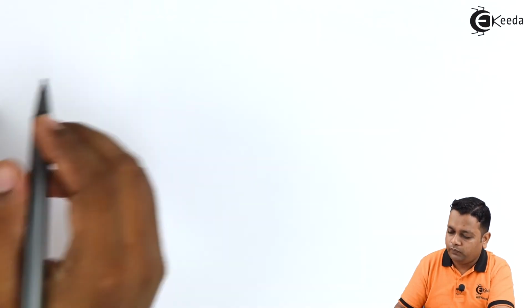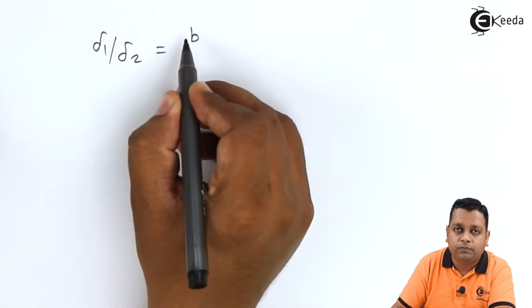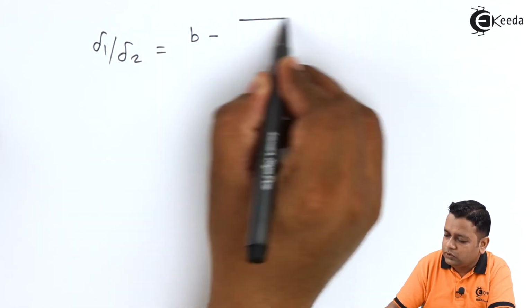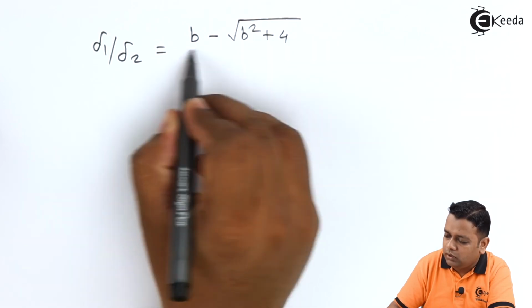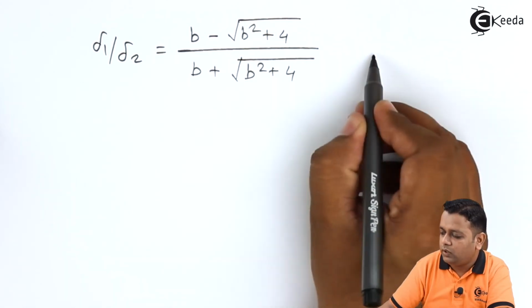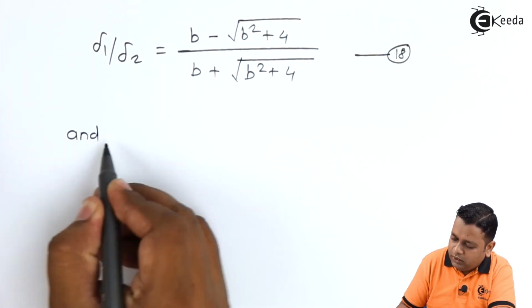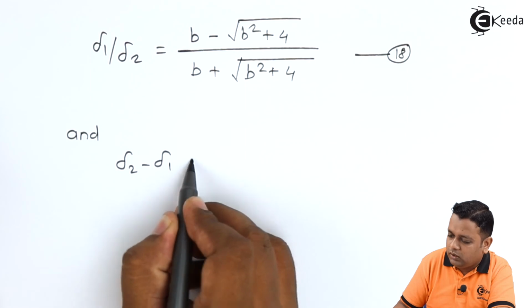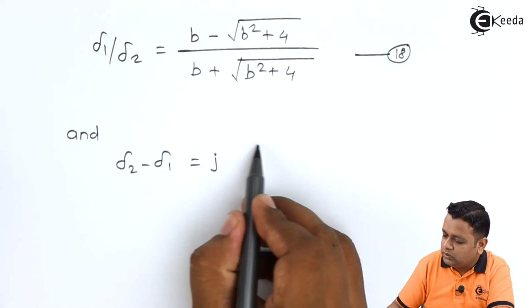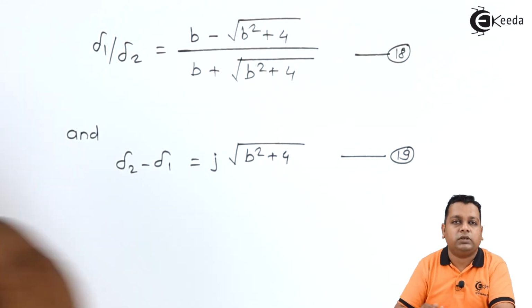Now using equation number 8 in this derivation, we can express the ratio of dels in the form: del 1 divided by del 2 is equal to, in terms of b, b minus square root of b square plus 4 divided by b plus square root of b square plus 4. This will be equation number 18. And also the difference of dels, that is del 2 minus del 1, can be expressed as j times square root of b square plus 4. That will be the next equation, number 19.